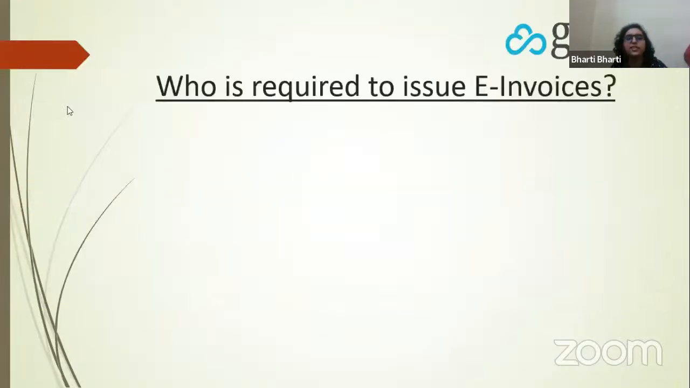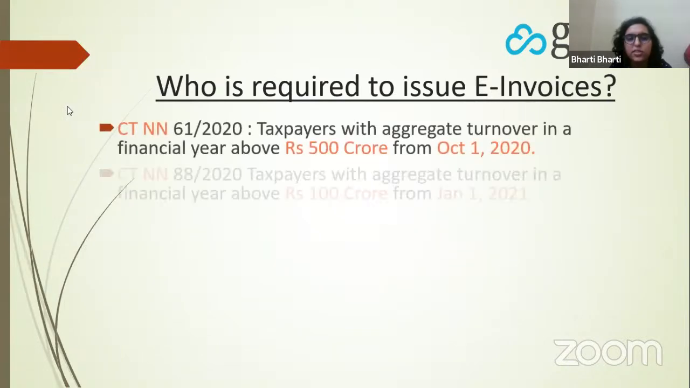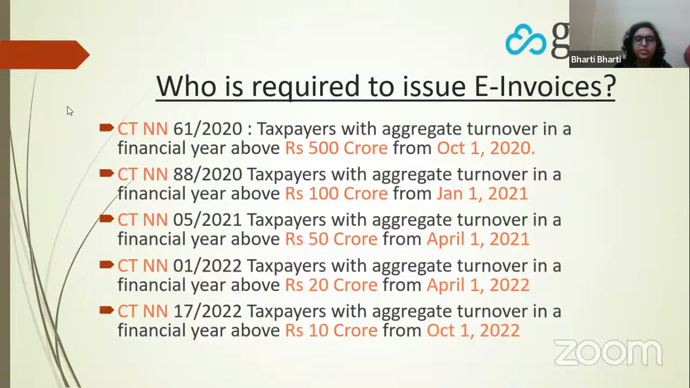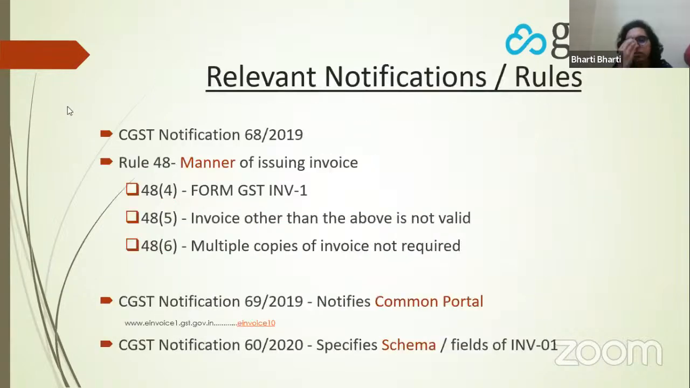Okay, let's look at the legal provisions now. Who is required to issue e-invoices? So these are the relevant notifications, and the notification by which taxpayers whose aggregate turnover is above 10 crore have been enabled is 17/2022. Okay, so CGST notification 68/2019 enabled e-invoicing, brought it into force.